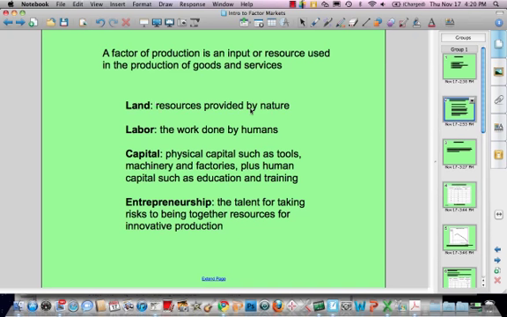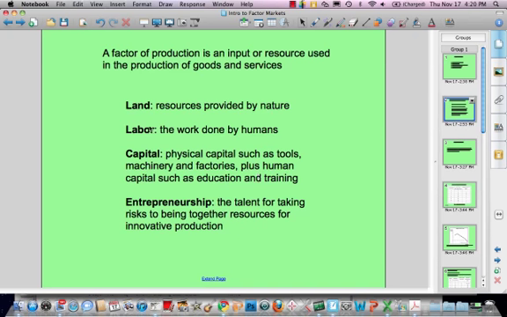Land, so resources provided by nature. Think of that very broadly. So actual land, the land we stand on, or dirt or sand or trees or natural resources. Labor, so is the work done by people. Capital is physical capital like tools, machinery, factories, plus human capital like education and training.